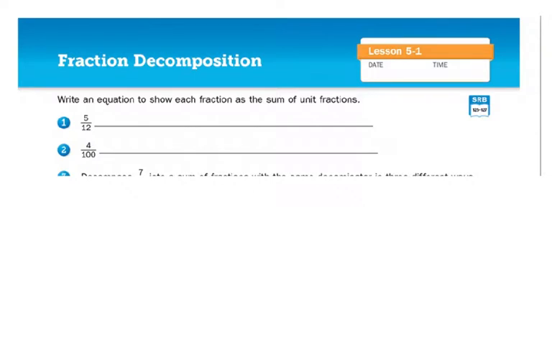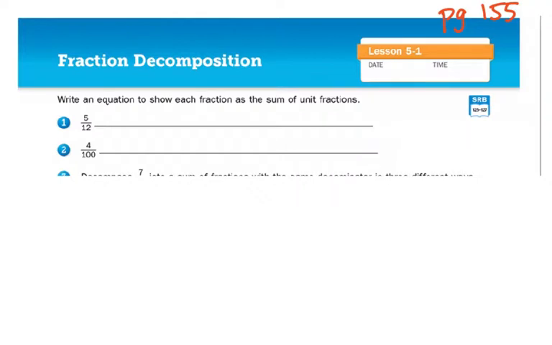We're going to go ahead and move into journal number 2. Again, reminding you that we are no longer in that first journal. So we're going to go ahead and move into this journal. We're going to start on page 155. Page 155. At the top, it tells us our skill today is fraction decomposition.